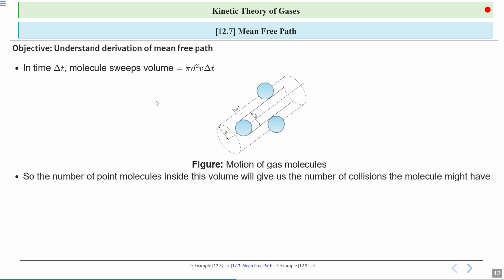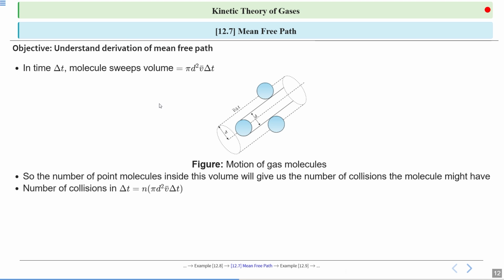Now, within this swept volume, we can determine the number of point molecules present. This is important because it tells us how many potential collisions our molecule might encounter. Understanding this helps us quantify interactions at the molecular level.